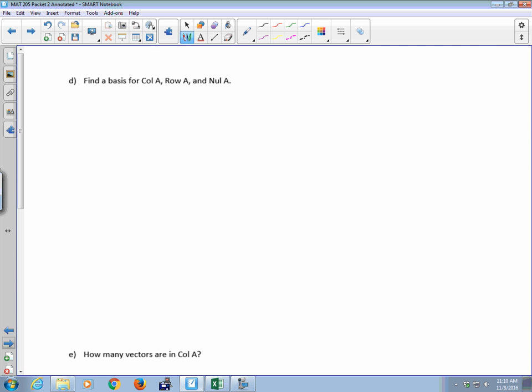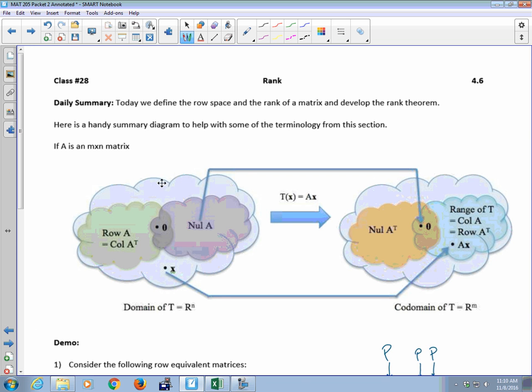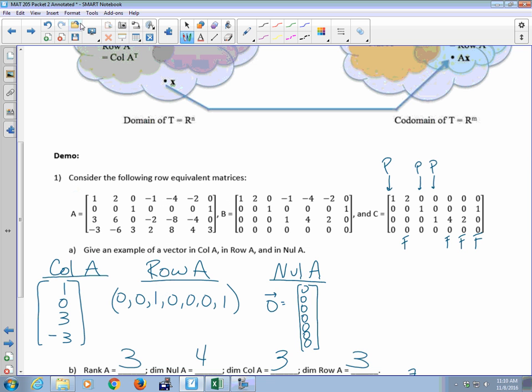All right, so now we're actually going to find a basis for the column space, the row space, and the null space of A. So I'm going to need these matrices that are row reduced here. Take a picture.